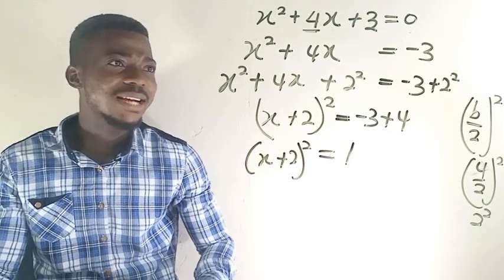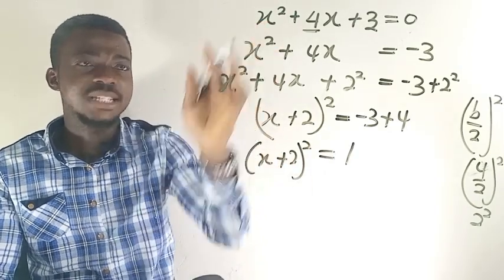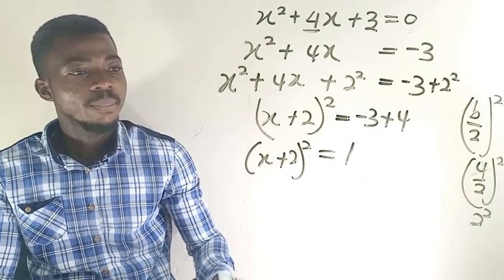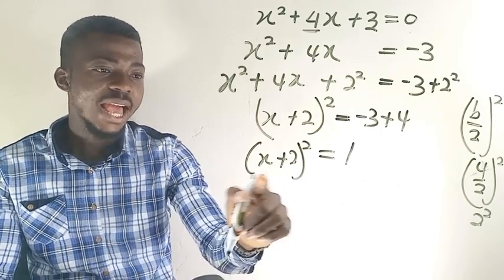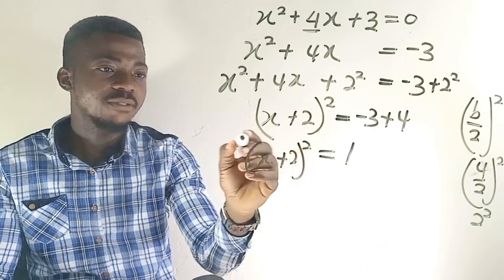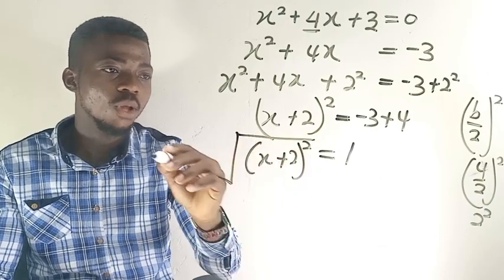Now we are asked to find the root of the equation. How do we find the root? We need x, but this one is already squared. So we have to find the square root of this.